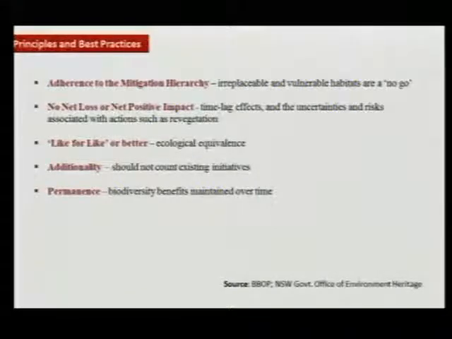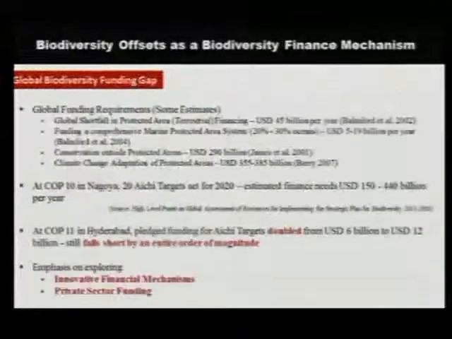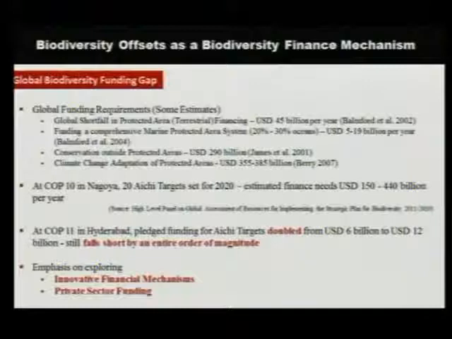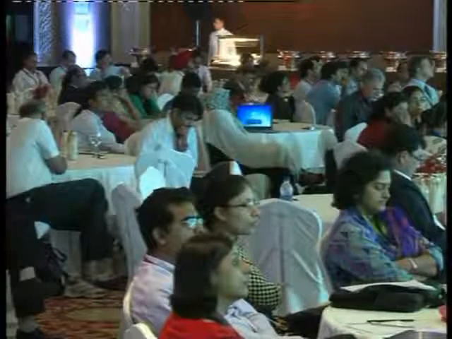Permanence is another important principle. Impact on biodiversity is permanent, so the offsetting should also be permanent. Otherwise it loses its rationale. Now, are biodiversity offsets an important mechanism for mobilizing biodiversity finance? This is the question that we are asking through this workshop.